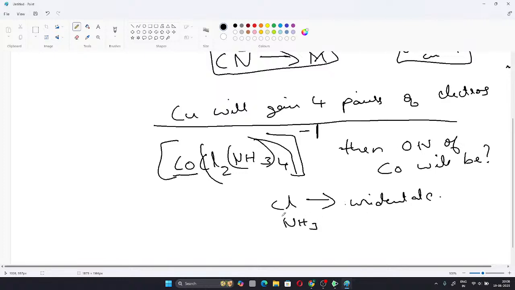NH3, where N will donate the lone pair of electrons, is also unidentate. The charge is actually +1 because there will be Cl- outside. The charge will be +1, and so the total charge. For this side, the collective charge will be -6 and the cobalt charge will be +6.